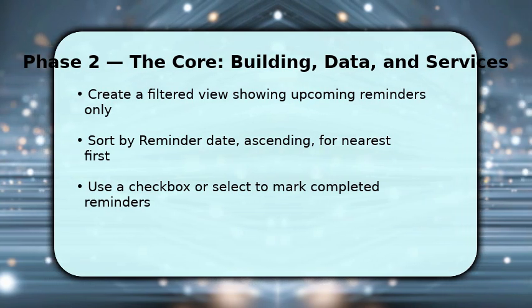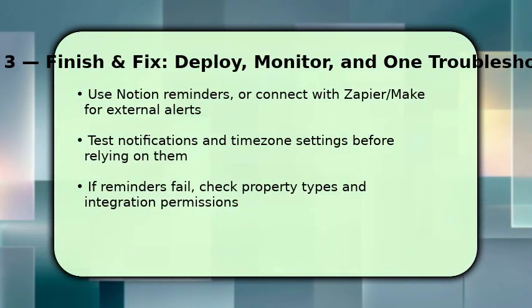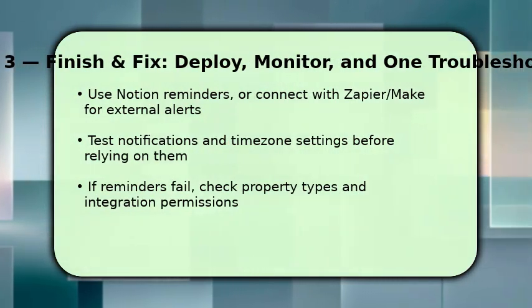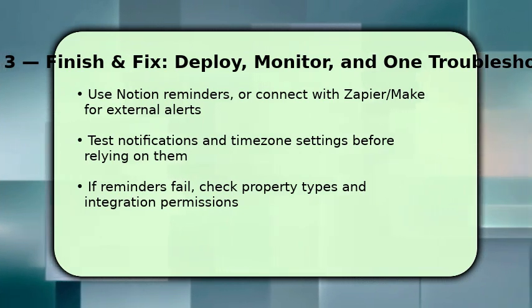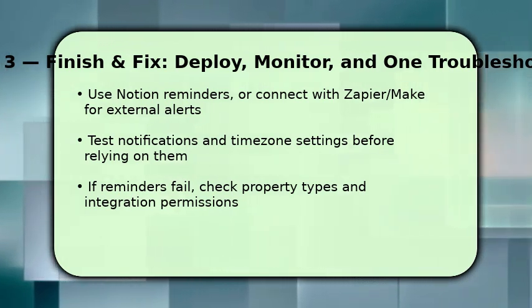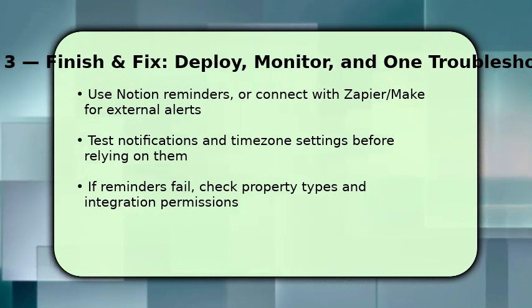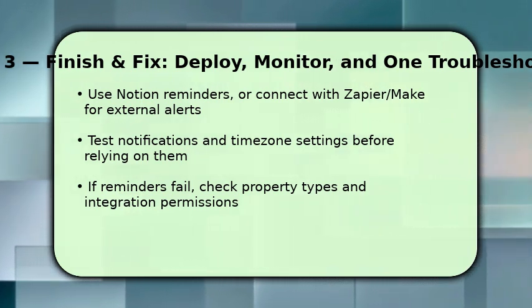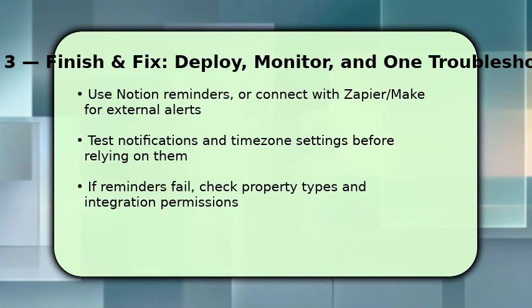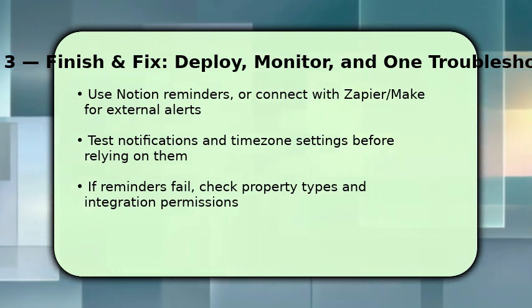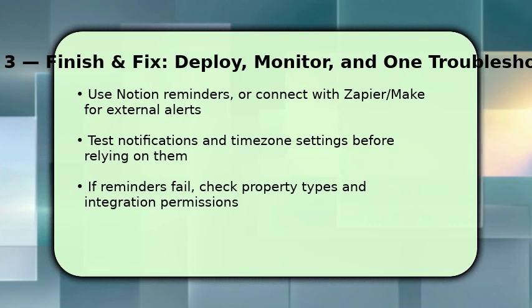Finish by deciding how you want to receive alerts. Rely on Notion's native reminders for in-app and mobile push, or connect to Zapier or Make to send emails, SMS, or Slack messages. Once done, create a test reminder and verify it arrives at the correct time. Time zones and device notification settings often cause failures.